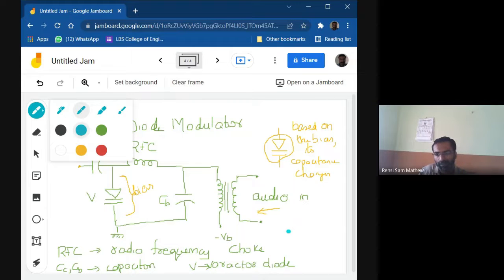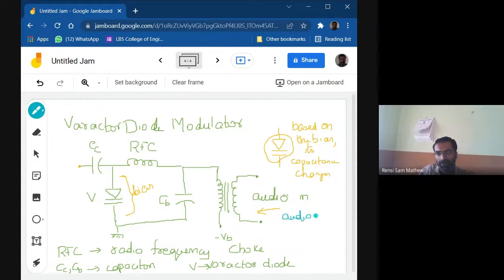That is, depending upon the audio signals, we find that the biasing changes, and as the bias changes, I can say that the capacitance of the varactor diode changes, and when this changes, the reactance changes, and when reactance changes, the frequency of oscillations changes.